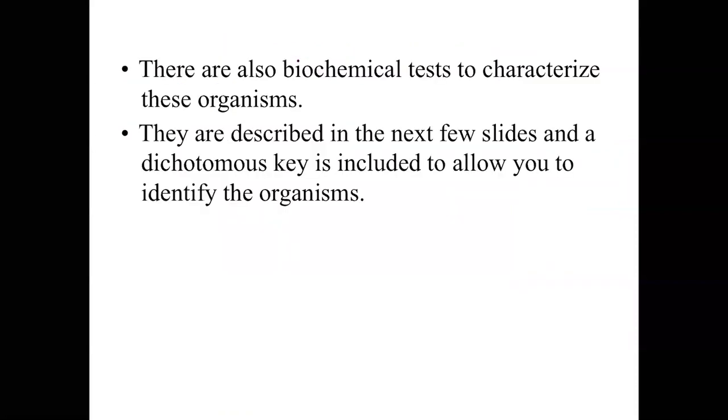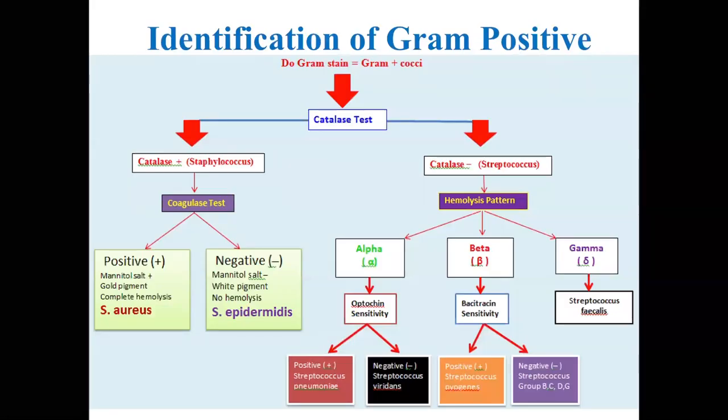There are also biochemical tests that can be used to characterize these organisms, so there's more than one way to get to the right answer. Here is a key that would take you down the right path to figure out what organism you have. The first thing you do when you get a swab and do a plate is gram stain the colonies. If you have a gram-positive cocci, the next thing you're going to do is a catalase test, and I'll show you the catalase test in a second.